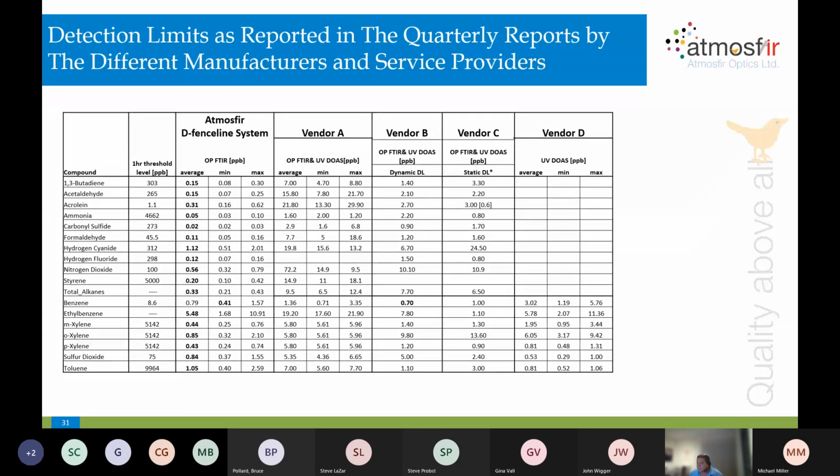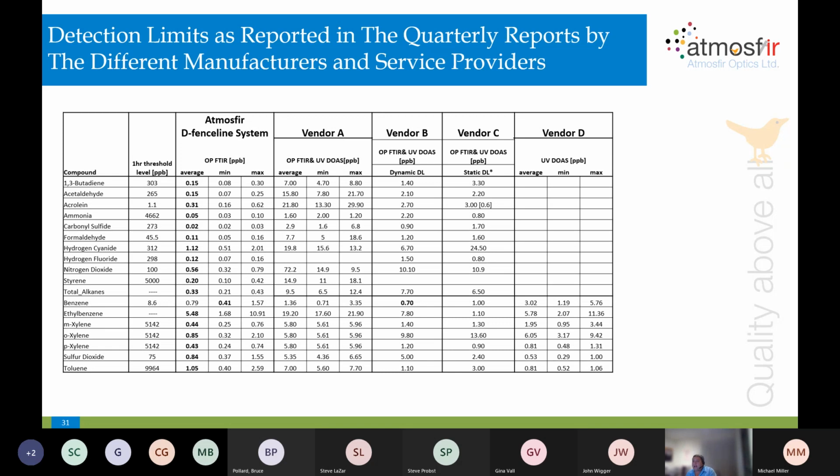With Atmosfir, I can give you the maximum detection limit. As you know, it also depends on the path length, the atmospheric conditions, the method, the goodness of the instrument, and the goodness of your algorithm. So you can see our maximum detection limit. You can see our minimum detection limit. I also did an average.